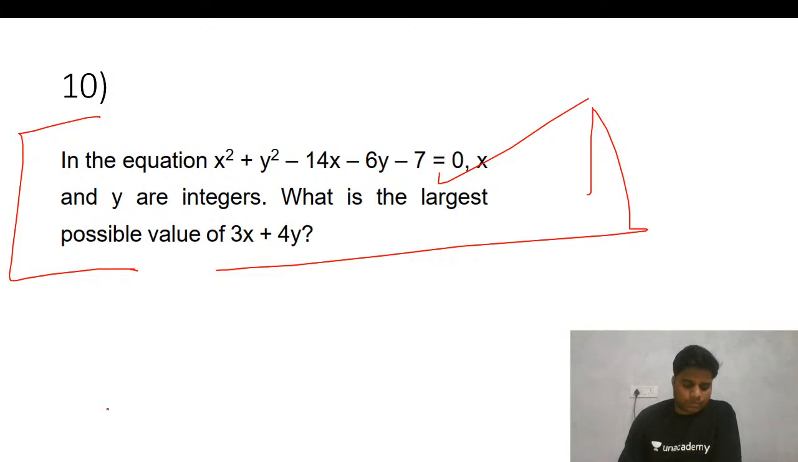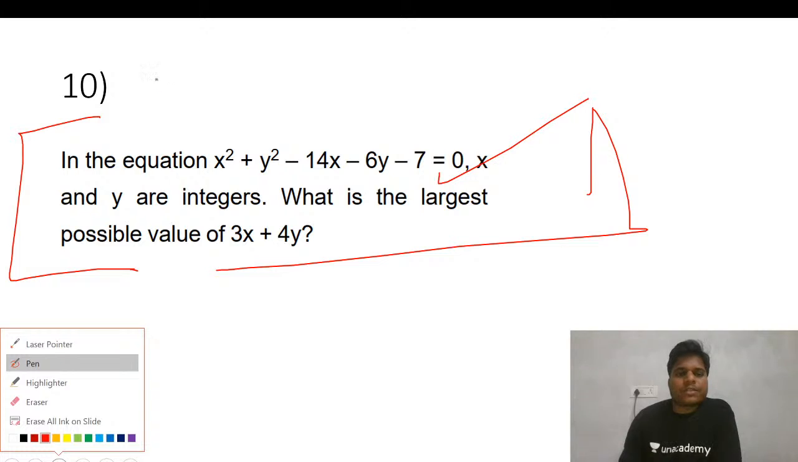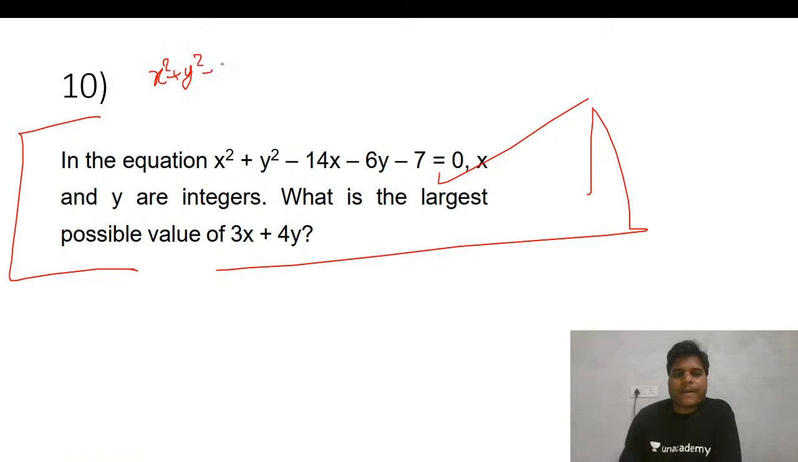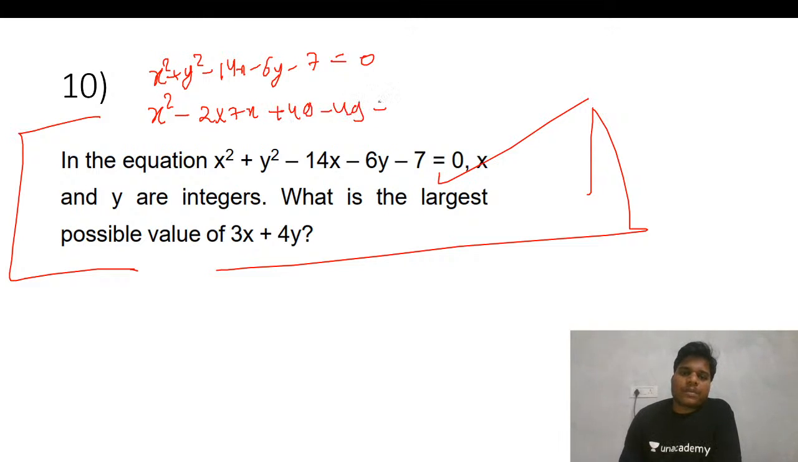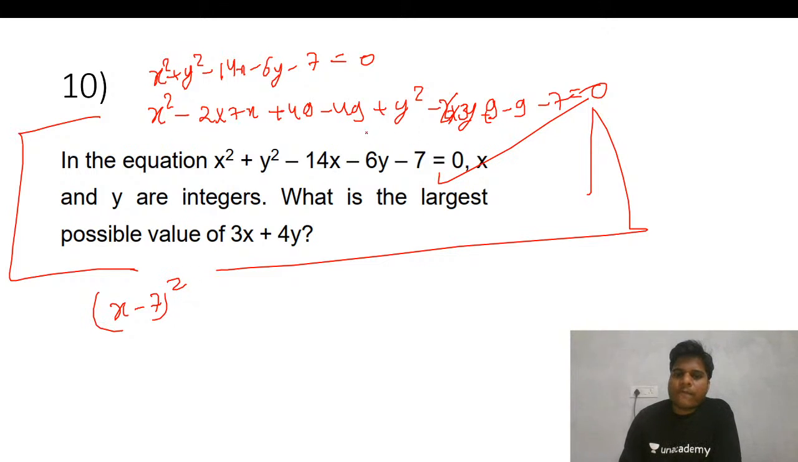Okay, let's discuss. In the equation x square plus y square minus 14x minus 6y minus 7 equals 0. So x square minus 14x, that is 2 into 7x, so we need plus 49 minus 49 here, and plus y square, and this is minus 6y, and we need 2 into 3, so we need plus 9 and minus 9. Fine. And this is minus 7 equals 0, and this becomes (x minus 7) whole square, I think. Is this fine? Fine till now, whatever I've done.